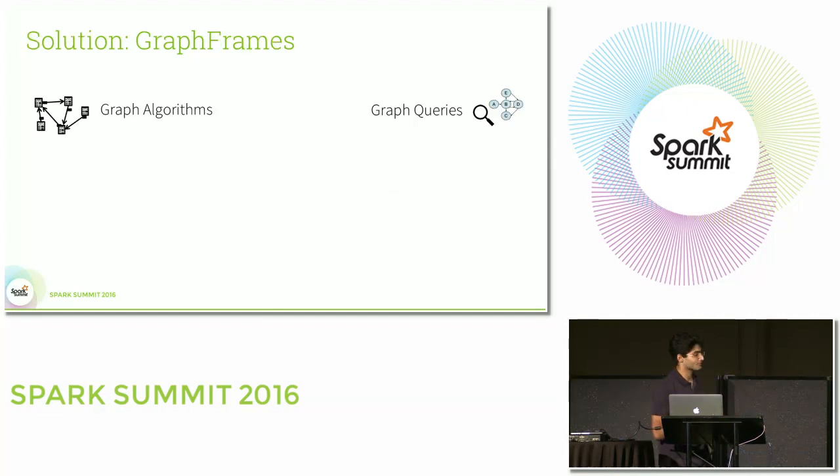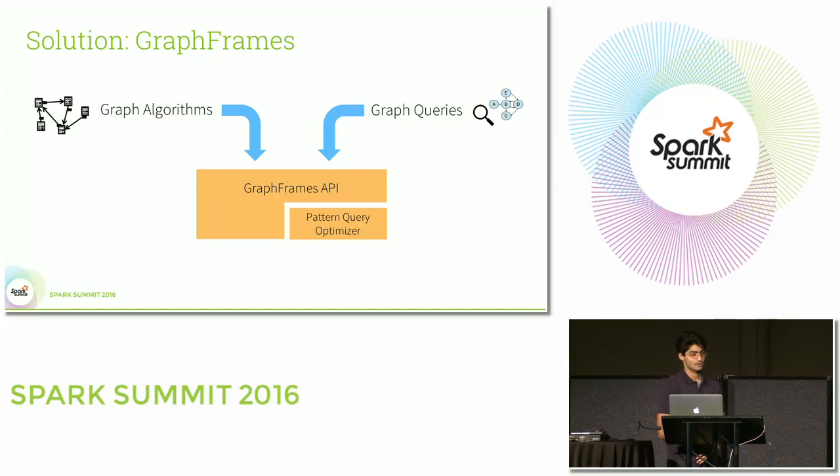Okay, so the solution of GraphFrames is one that combines pattern matching, which is graph queries, graph algorithms, and relational operations in a single system, and also tries to optimize across them, which is kind of where the research comes in. This is built on Apache Spark SQL, and it's available as a Spark package, and I'll give a link at the end.